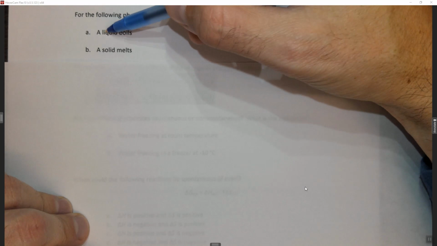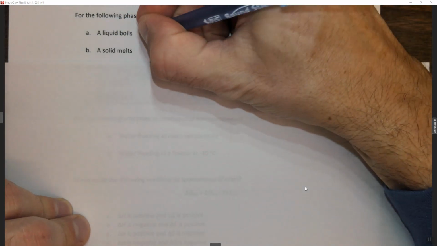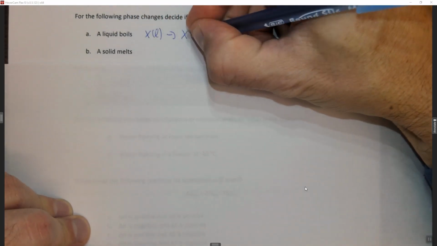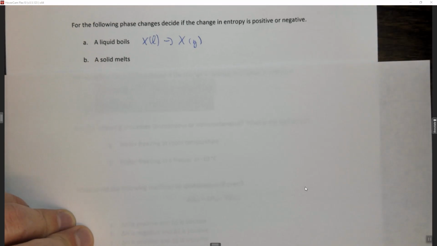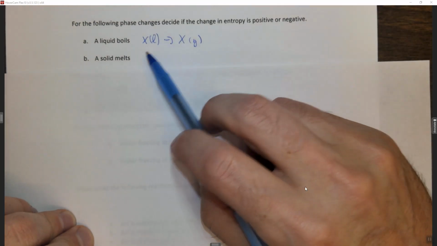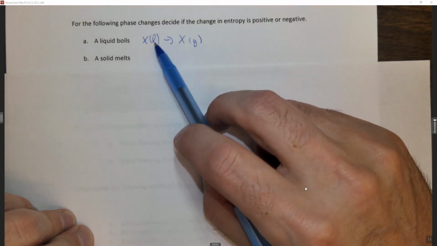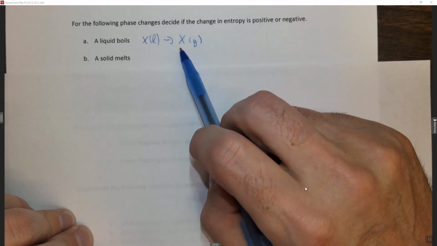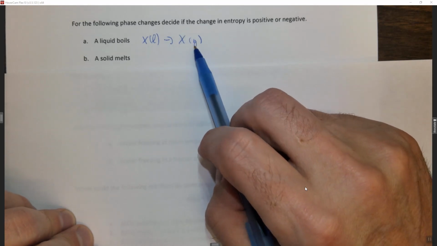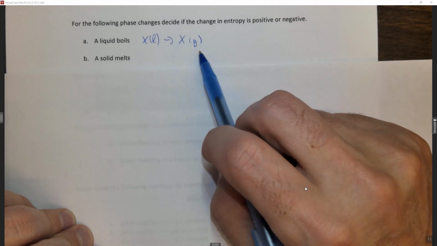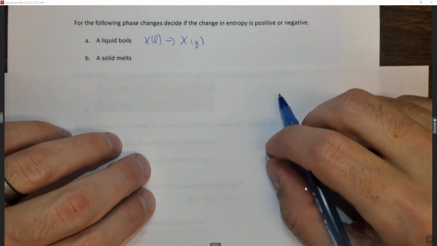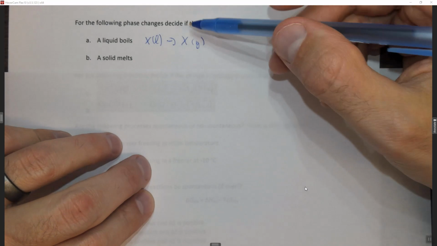So here we have a liquid boils. So we have X as a liquid going to X as a gas. We go from a relatively ordered liquid, where the molecules are in relatively close contact to each other, to a relatively disordered gas, where the molecules are not in close contact with each other at all and are essentially separated from each other, as a gas is mostly empty space.